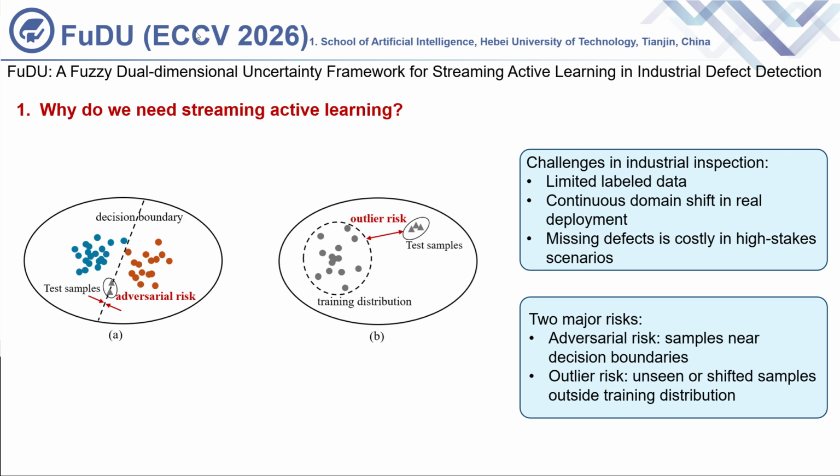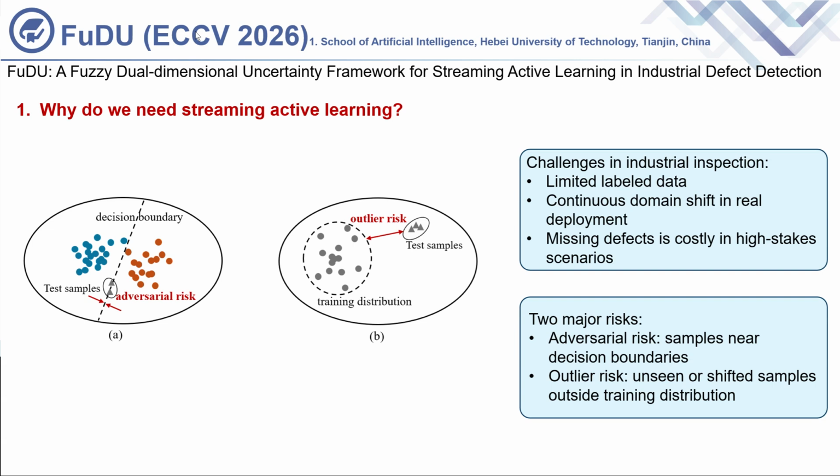In industrial defect detection, deep models are usually trained from limited annotation data, but deployed in continuously changing production environments. This creates two risks. First, samples near the decision boundary may cause classification or localization ambiguity. Second, new domains or novel defects may appear as outliers.